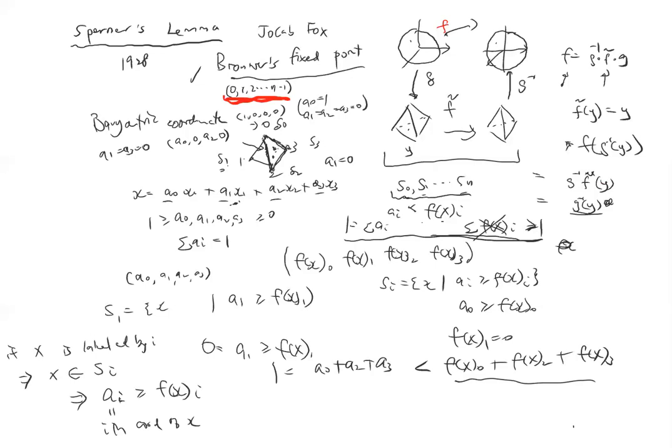So again, by the same token, it's possible that this point here belongs to S1 or S3. In that case, it's basically mapping on the same edge here. So the F of the point here maps to the same edge here.